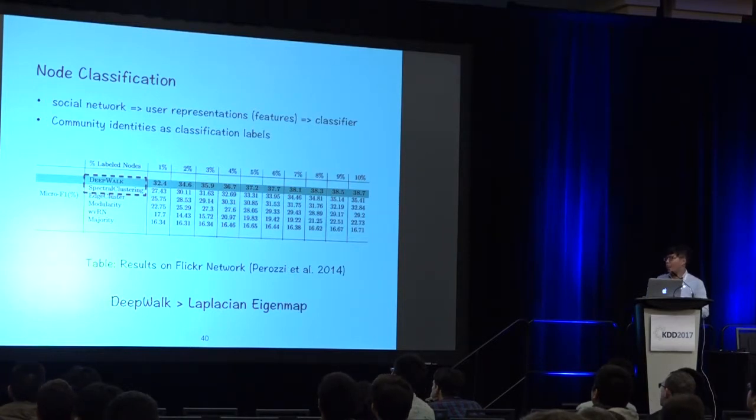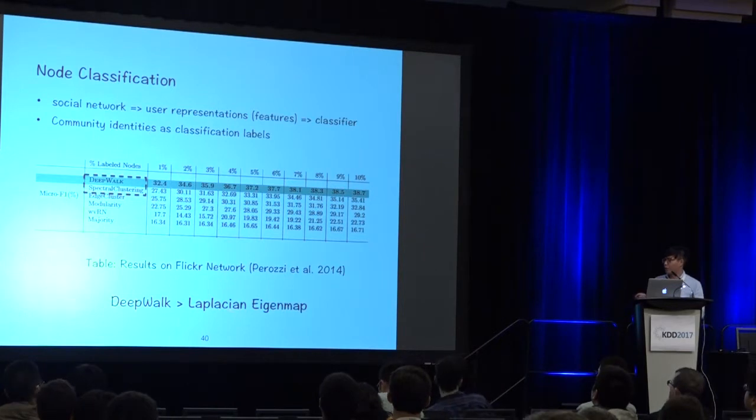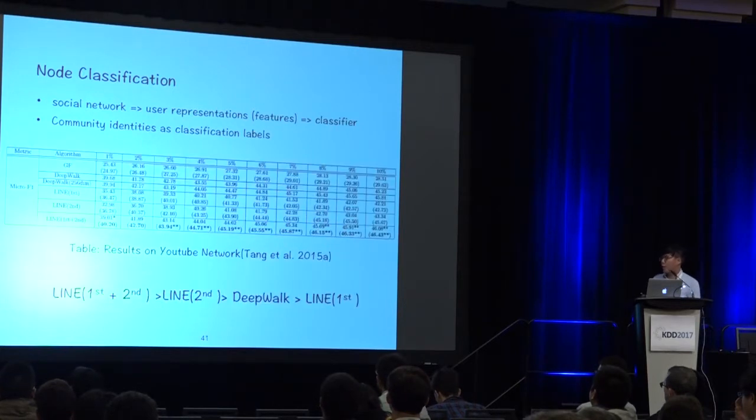So we can see that in this Flickr network, DeepWalk outperforms Laplacian Eigenmaps. Note that this network is very small, so Laplacian Eigenmaps can still be run on this network, and already DeepWalk outperforms it. We also have the results on a very large network, the YouTube network. We can see that on this network, LINE with the second order proximity outperforms DeepWalk.